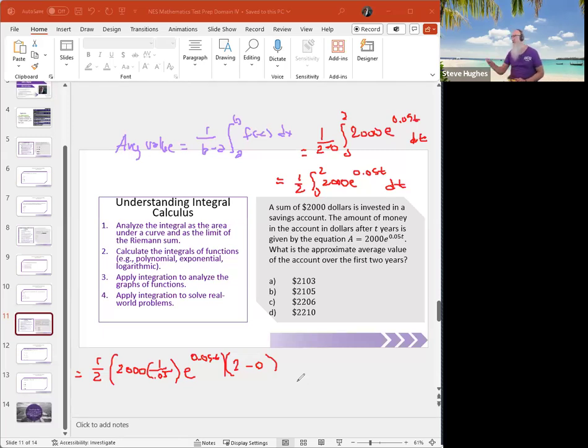Now we just have to plug these values in, everybody. So we can make this real simple. Grab yourself a calculator if you want to, and multiply those numbers together. 1/2 times 2000 divided by 0.05. Let me just grab my calculator real quickly here.